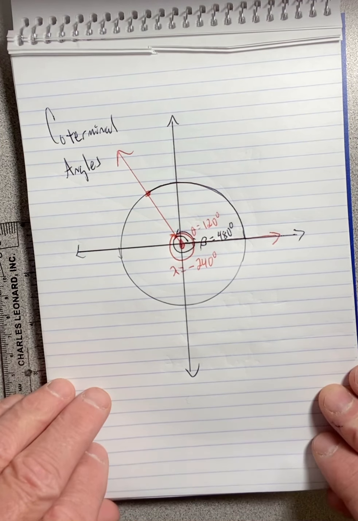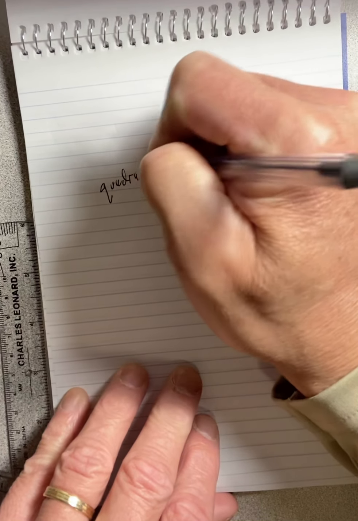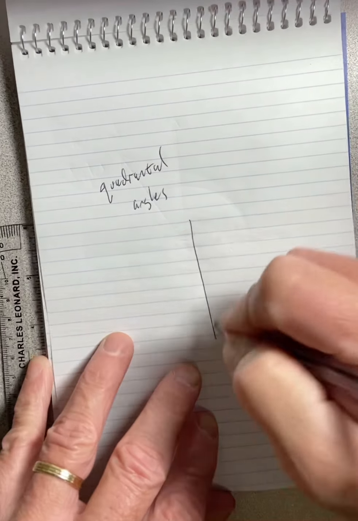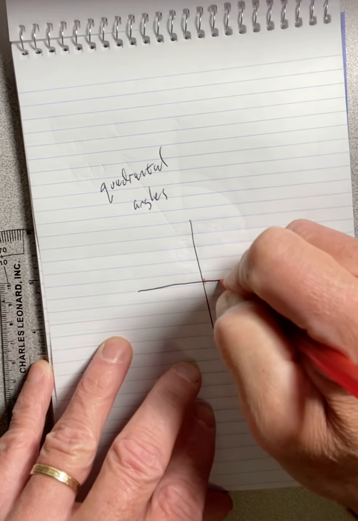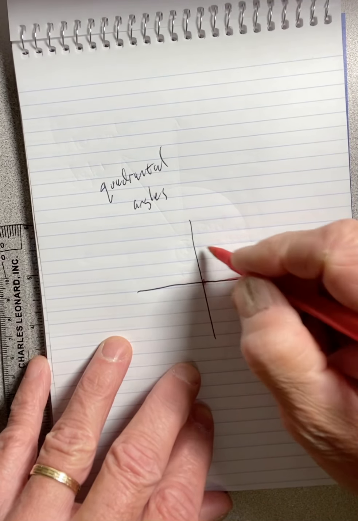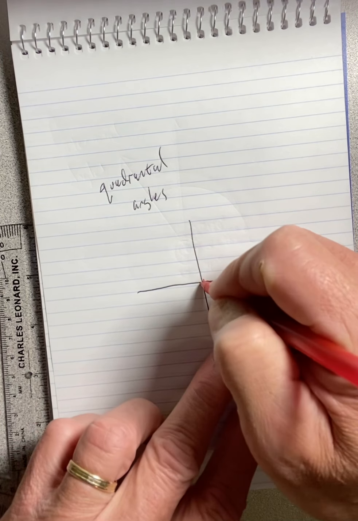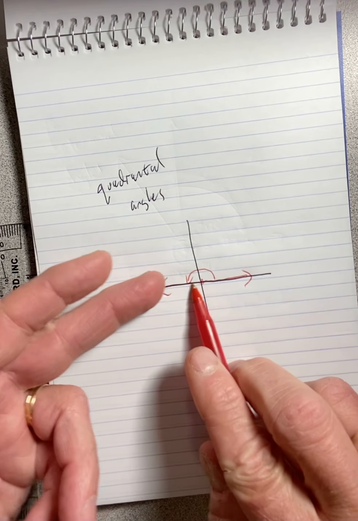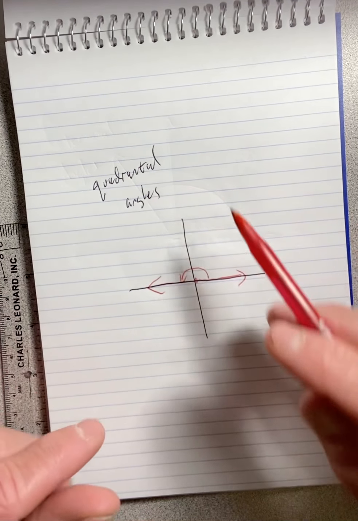One more definition before I go, and that would be quadrantal angles. Quadrantal angles are just angles that terminate on one of the axes. So they always start here. The initial side is always here. But if I rotate and stop here, then it's quadrantal. That would be 90 degrees. If I rotate all the way over here and make a straight angle, 180 degrees, well, that's quadrantal because I landed on the axis. So if you terminate on an axis, then you're a quadrantal angle.